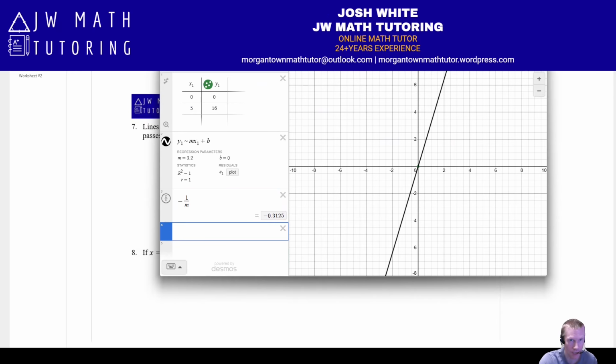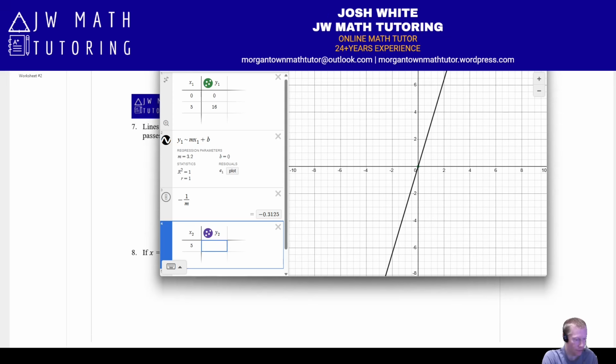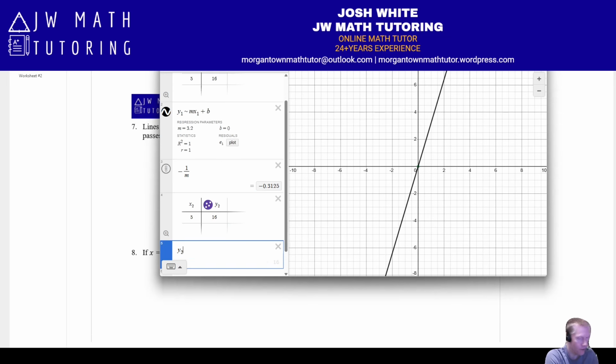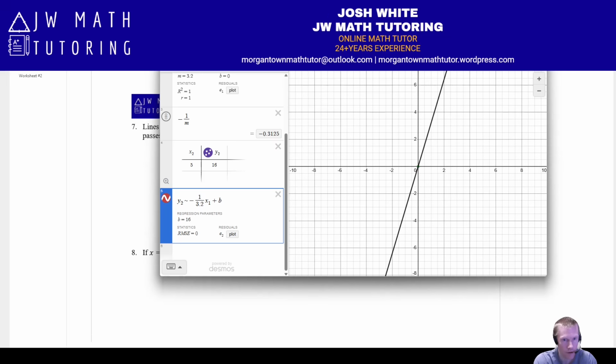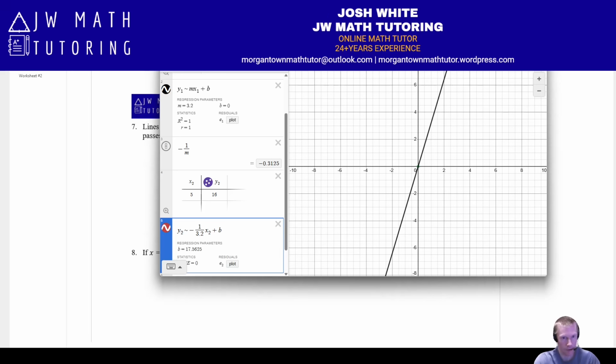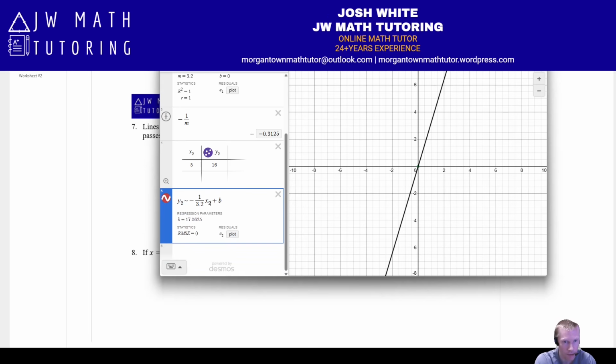Basically for line k, what I'm going to do is make a table. Got the 5 over 16. Now I'm going to do a regression, but I have to type in the slope. I can't type negative 1 over m because m is already being used in a different regression and you can't carry it over from one regression to the other. I typed x1 here by mistake. Sorry, this should be x2 for my second table. There we go. All right, 17.5625.